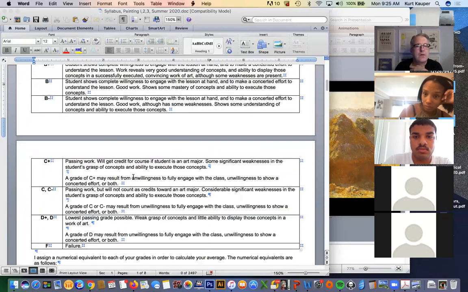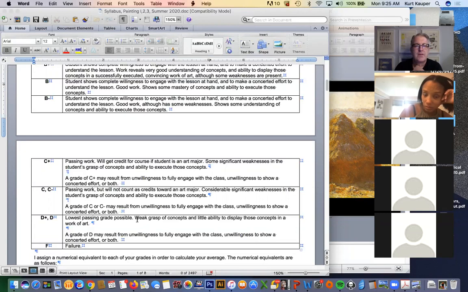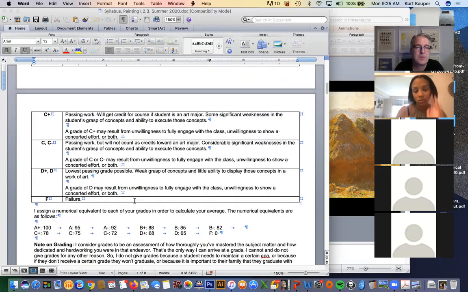So C plus and below is primarily going to indicate that you just didn't put in an effort. That's primarily what will lead to any of these grades. Anyone who is an art major should know that in order for the class to count towards your major, you have to get at least a C plus or above. If you get a C or below, it doesn't count towards your major. So people should just know that.